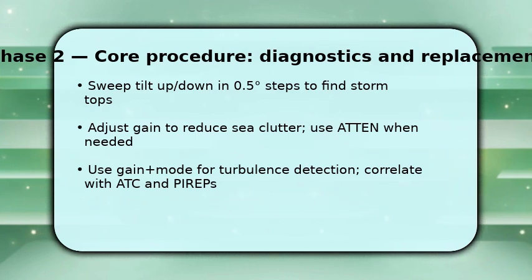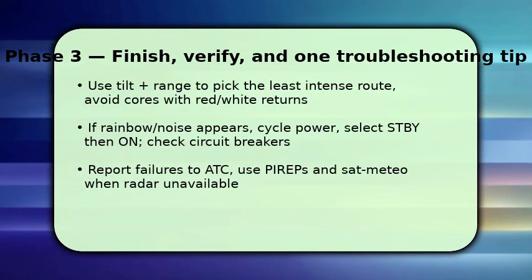Finally, choose your path by combining tilt and range. Skirt yellow returns, avoid red and especially white cores. Once you have a chosen deviation, trim tilt to monitor that sector continuously.